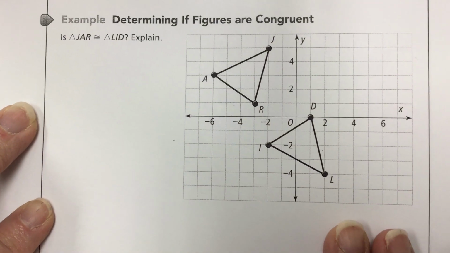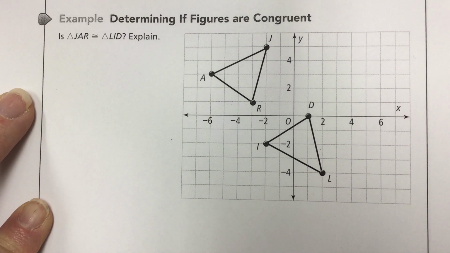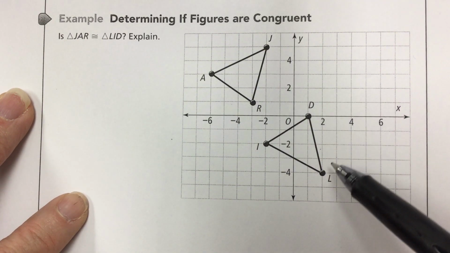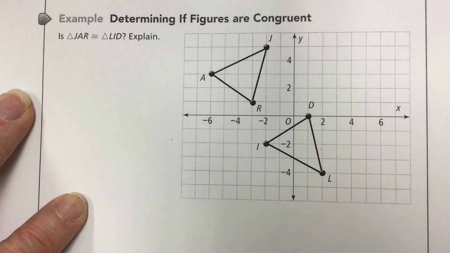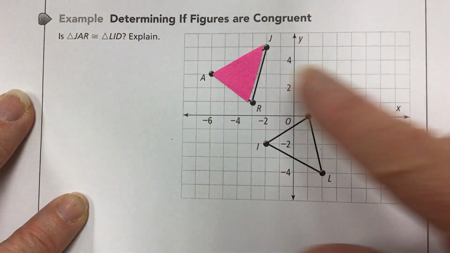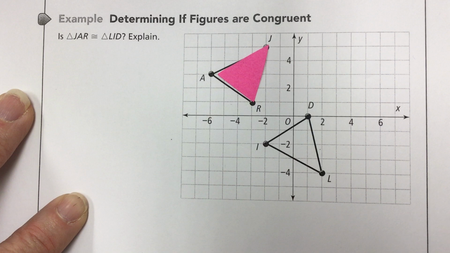Next, let's look at this example. Determining if figures are congruent. Is triangle JAR congruent to triangle LID? That's our question. Are these two triangles congruent? So think about it. Here's a triangle here. Is this triangle congruent to this one? Now, to be congruent, it means the corresponding sides of one triangle are congruent to the corresponding sides of the other, and all of the corresponding angles are congruent to the corresponding angles of the other.